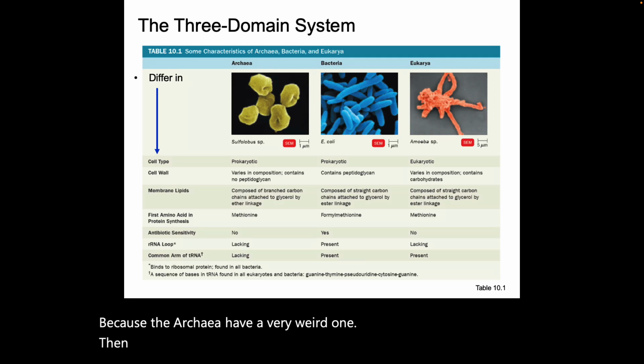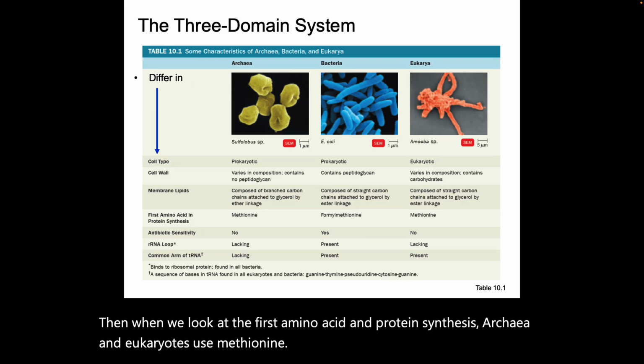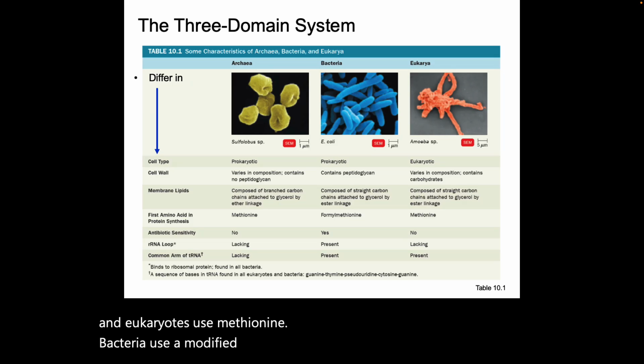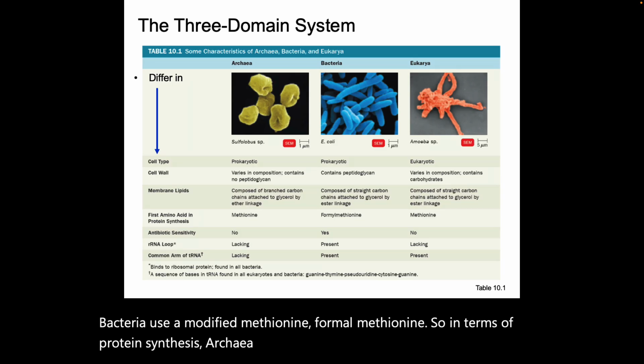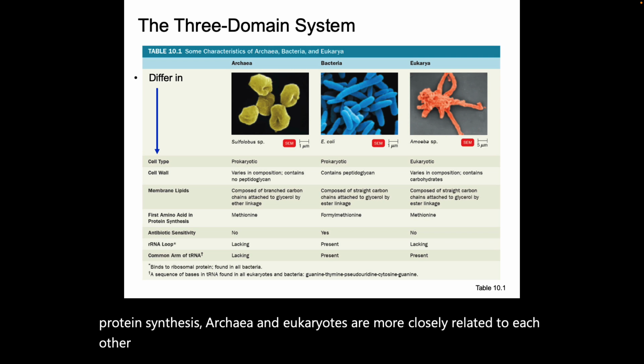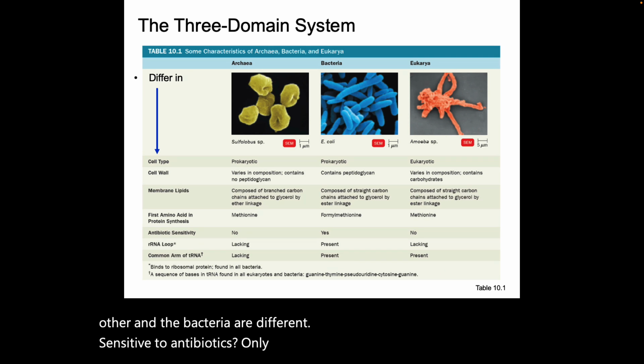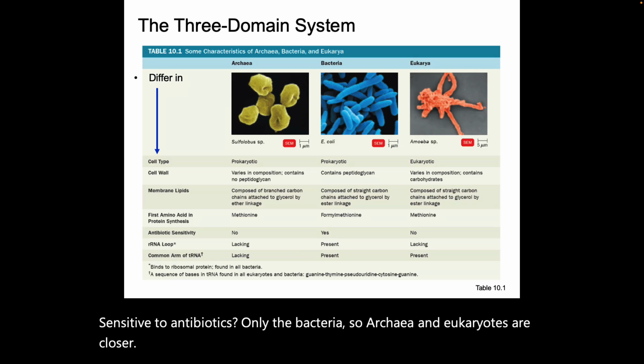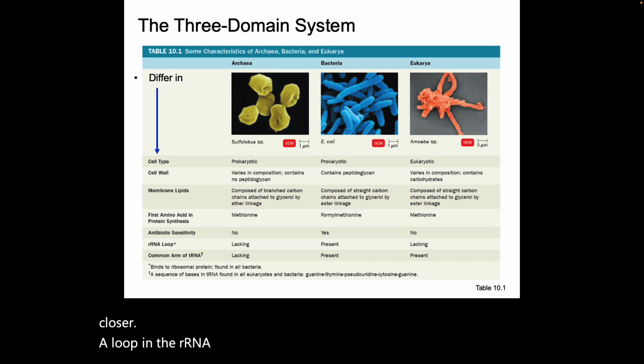Then when we look at the first amino acid in protein synthesis, archaea and eukaryotes use methionine. Bacteria use a modified methionine, formyl methionine. So in terms of protein synthesis, archaea and eukaryotes are more closely related to each other, and the bacteria are different. Sensitivity to antibiotics: only the bacteria, so archaea and eukaryotes are closer. A loop in the rRNA: only the bacteria. A common arm in the tRNA: the archaea lack it, but bacteria and eukaryotes have it.